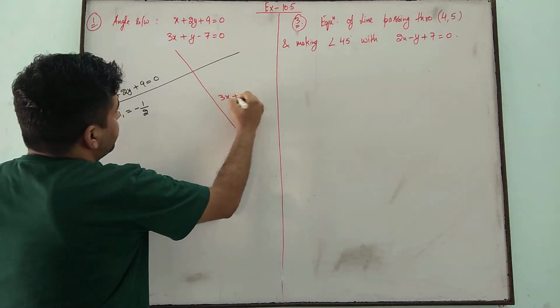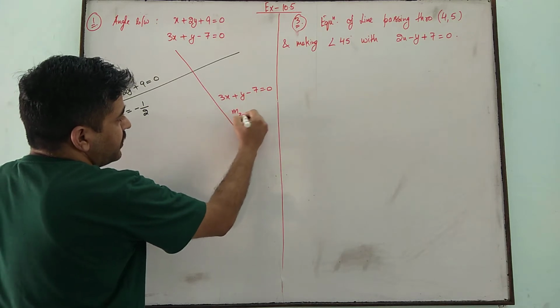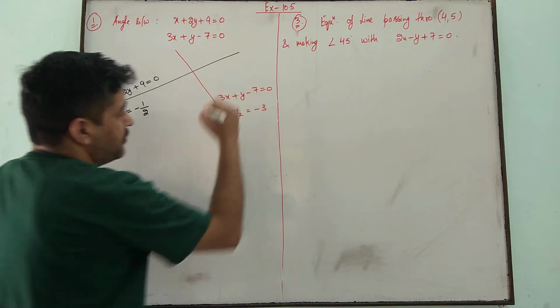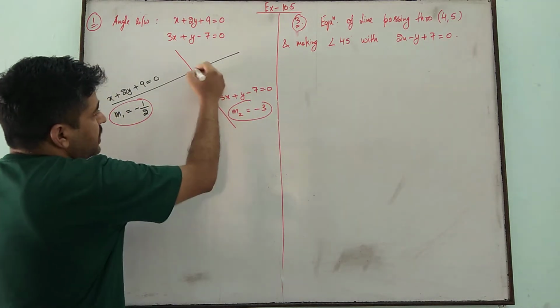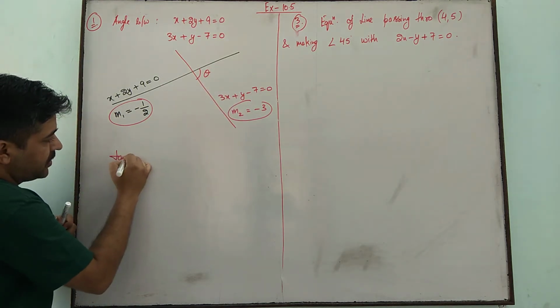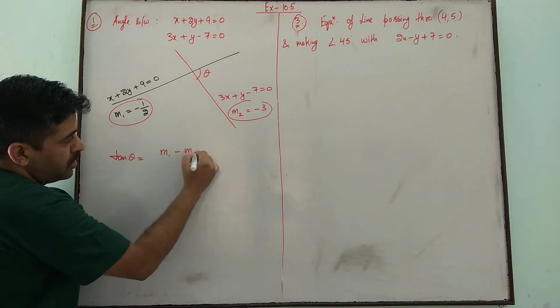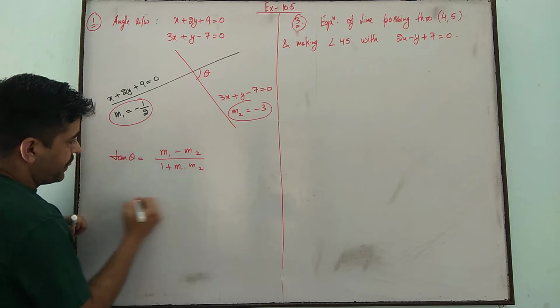The second line is 3x plus y minus 7 is equal to 0. What will be the slope of this line? m2, that is minus a upon b, and it's negative, minus 3. So we got m1 is this, m2 is this. The angle between these two lines is tan theta equals m1 minus m2 upon 1 plus m1 into m2.